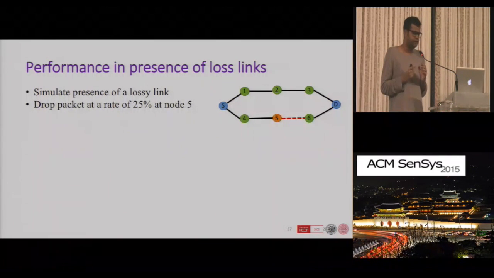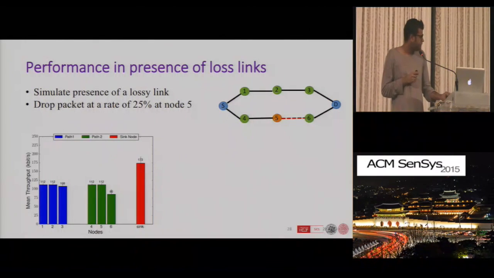The next experiment we do is to look into the performance of the DPT protocol when there is a lossy link in the network. Even though we try to find paths which avoid lossy links, it is possible that the solution we get might include a link which is lossy in nature, and this might be because there are no other options available. To simulate this scenario, in the configuration shown on the slide, there are 4 links on each disjoint path, and we try to send a packet from source to the destination node. At node 5, we drop packets at a rate of about 25%.